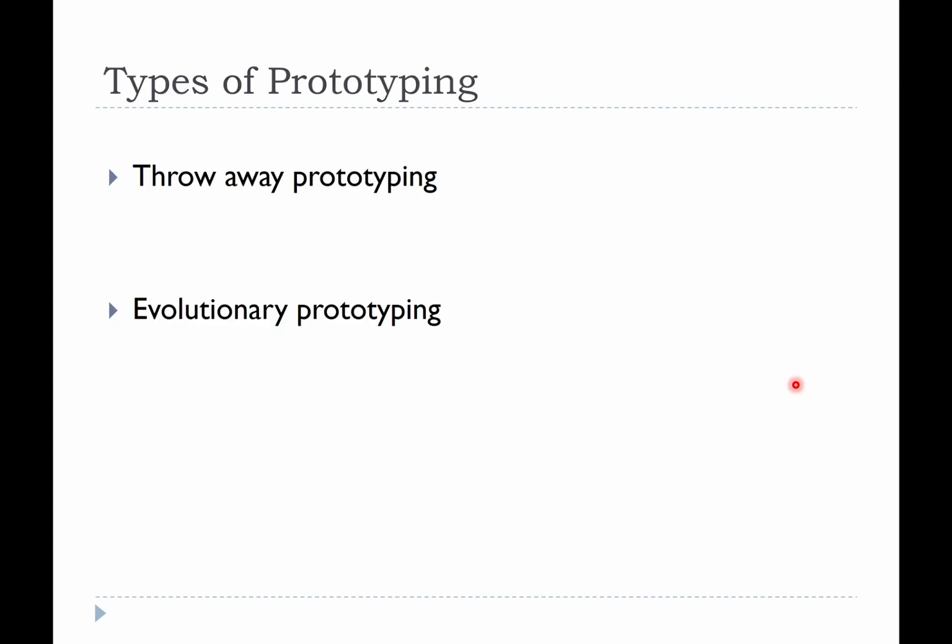We have two types of prototypes. What we call a throwaway: after it serves its purpose of requirements validation, we tend to throw it away. The other one is called evolutionary. The whole purpose of evolutionary is that after we create the prototype, we say, all right, we don't want to waste the effort we've put into building that prototype, so we might as well just keep working on it until the prototype itself becomes the final product.